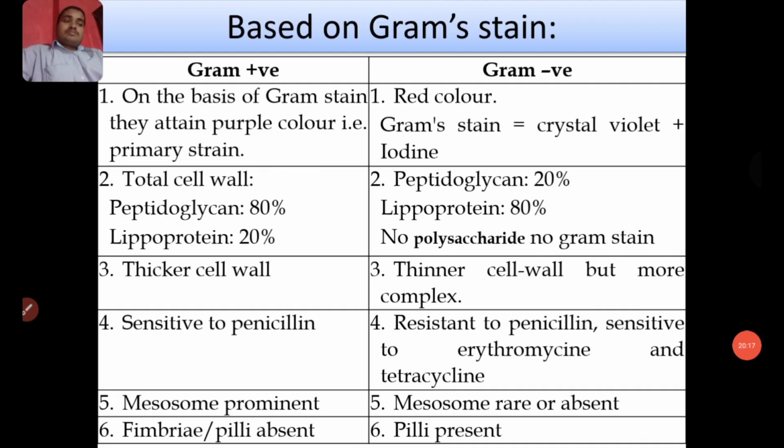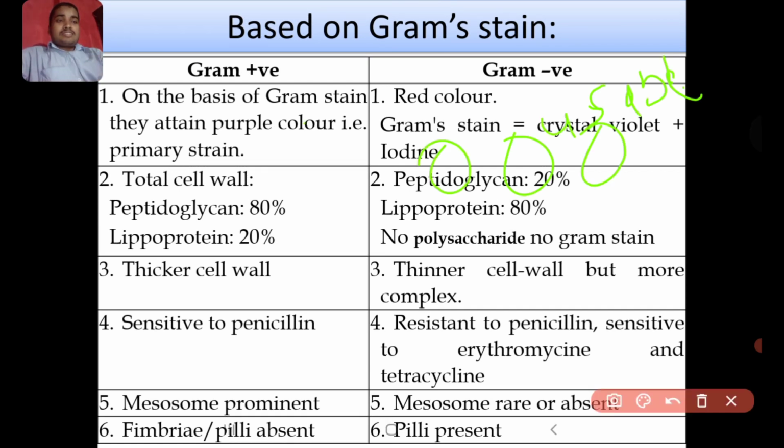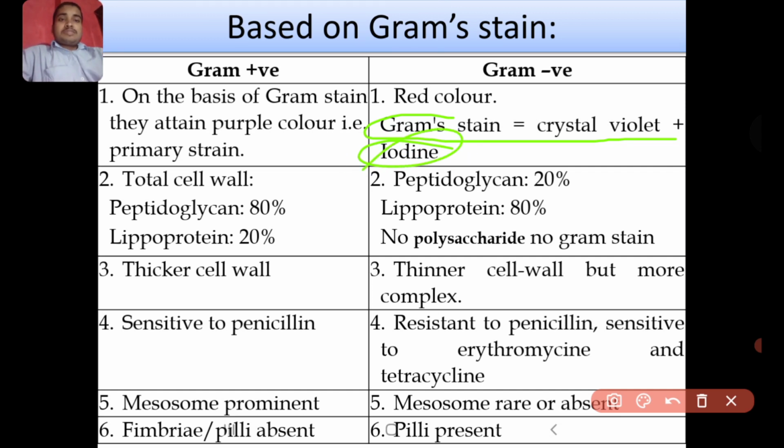Gram positive bacteria attain their own purple color, that is the primary stain, after staining, whereas gram negative bacteria do not. Gram positive actually gains the gram stain, and gram negative doesn't, and thus gram positive gets purple color, whereas gram negative is red color. What is this gram stain? This question is asked often. This gram stain is crystal violet plus iodine.